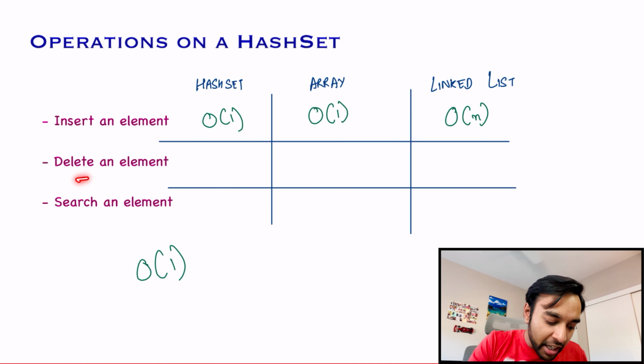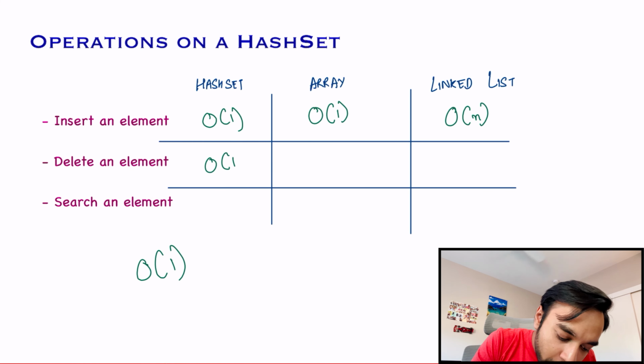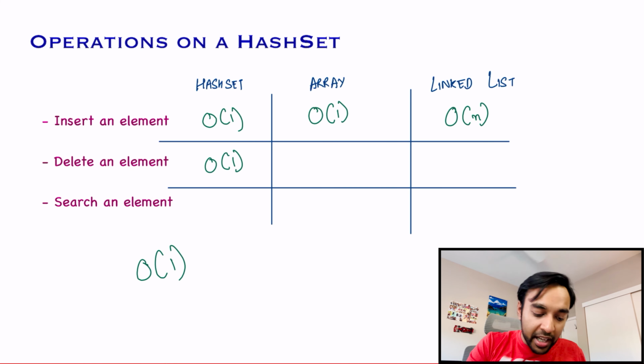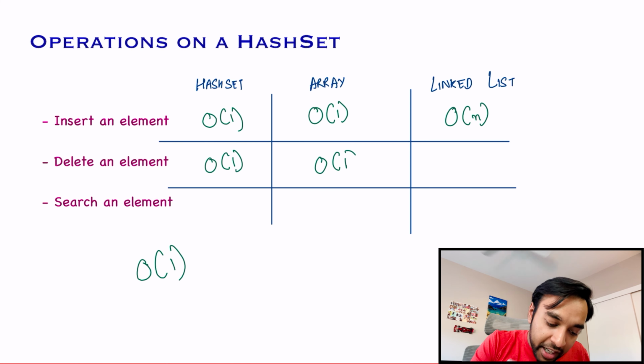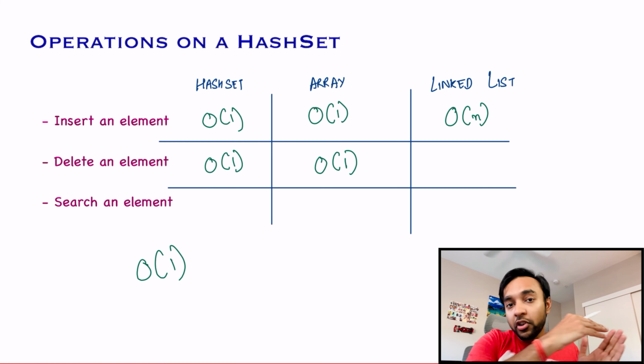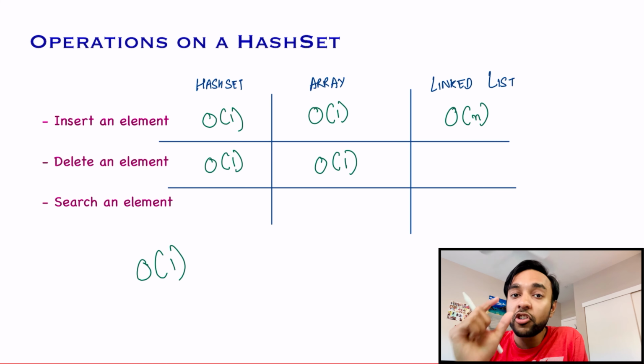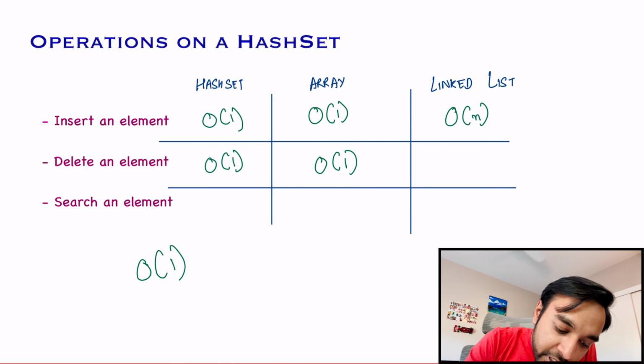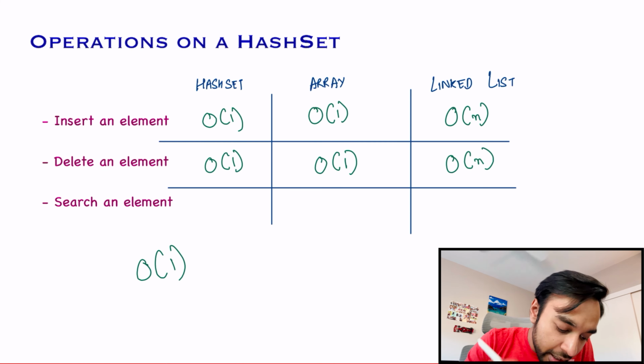Going forward, let us look at deleting an element. When it comes to a HashSet, you can do that in order of 1. When it comes to an array, you will be able to do it in order of 1 as well because you know the position. And when it comes to a linked list, you will again have to traverse the entire linked list trying to just find the element. So once again, the time complexity would be order of n.